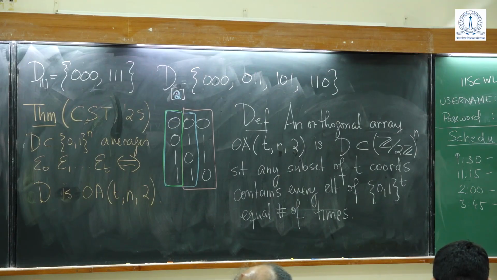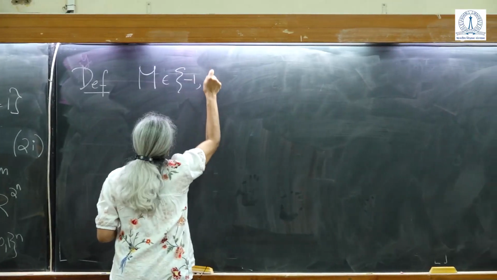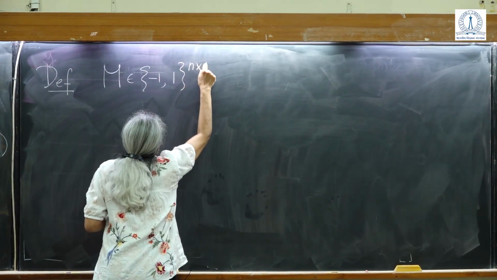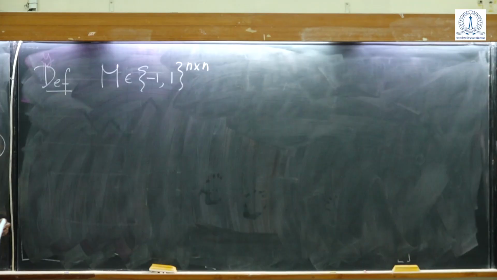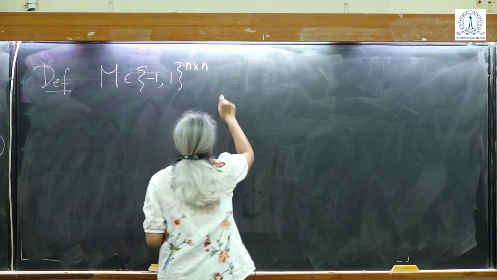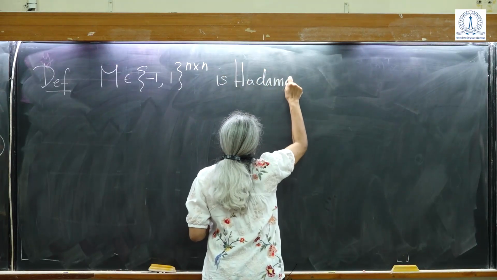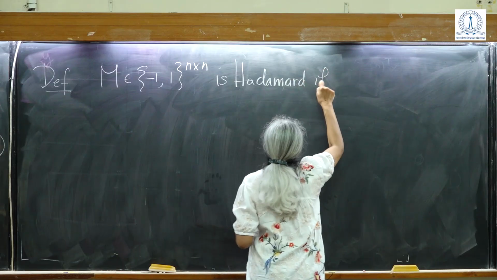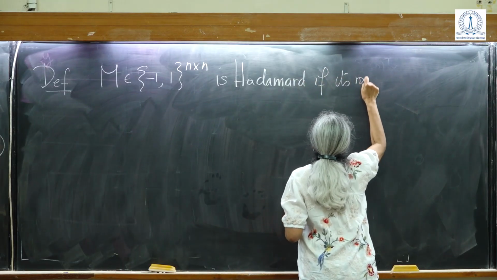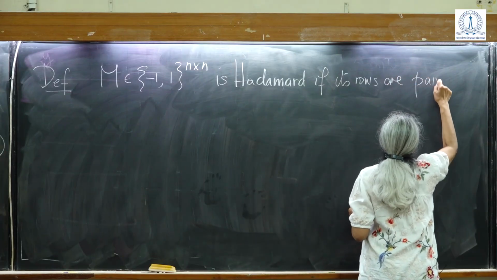Just slightly switching gears. So, definition. We'll say that a matrix M in {-1, 1}^(n×n), so this is a matrix of size n by n filled with plus ones and minus ones, is Hadamard if its rows are mutually orthogonal. Pairwise orthogonal.